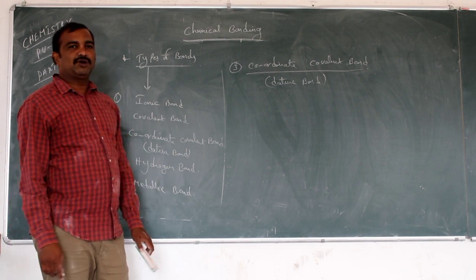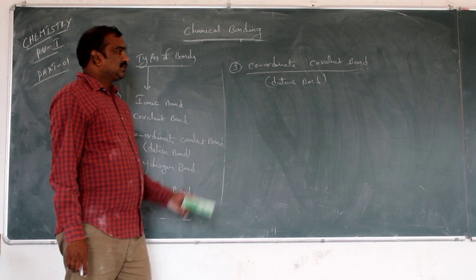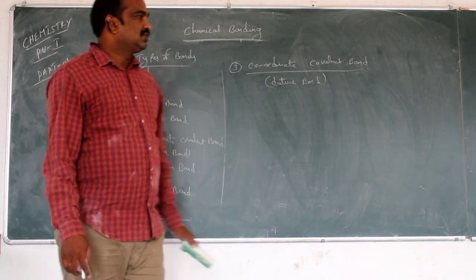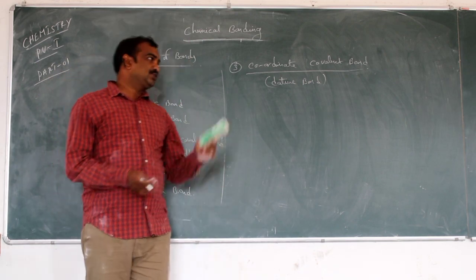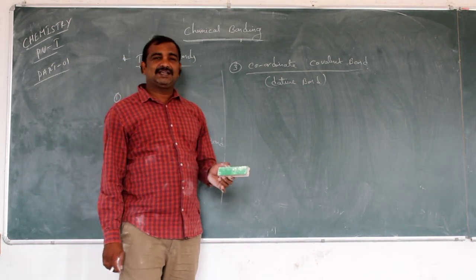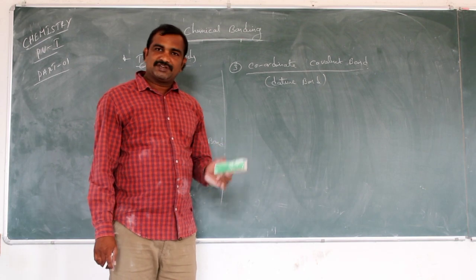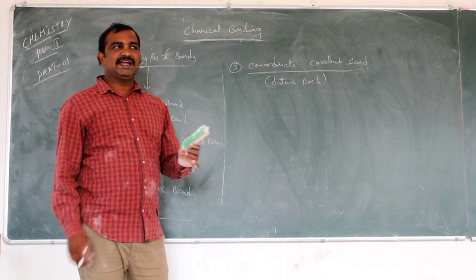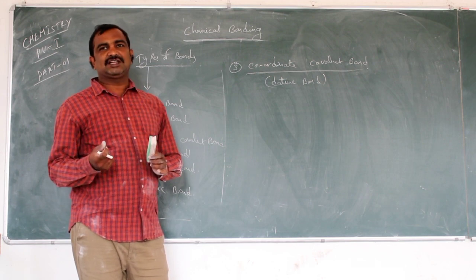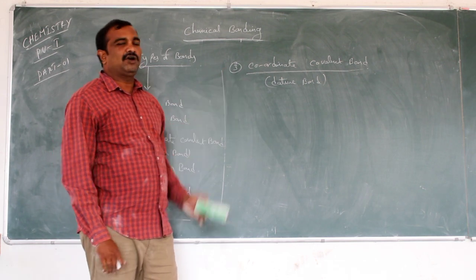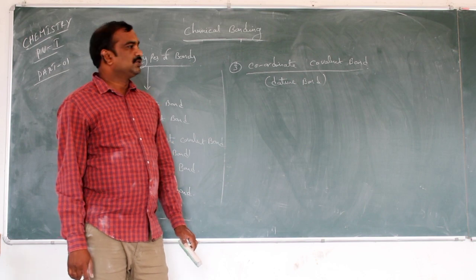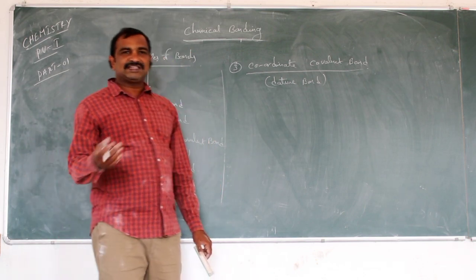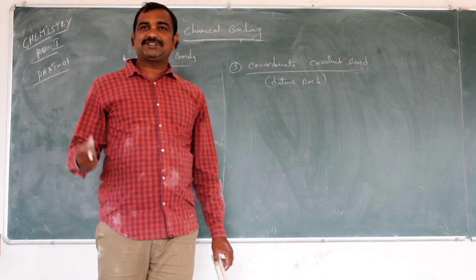A covalent bond is formed by mutual sharing of electrons, and mutual means two atoms are required. Here also two atoms are required, but one is coordinating and the second one is taking the electrons and making a bond. So simply we can say one will donate electrons and the second one will accept electrons.